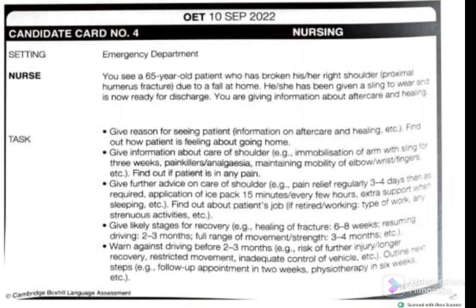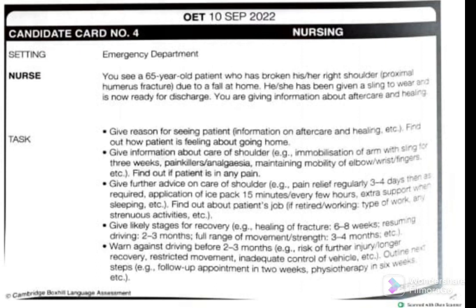Then we can tell that also, you are in restricted movement, so there is inadequate control of the vehicle. That means you are already in a restricted movement, and if you go for any driving or anything, there is a chance of risk or complications. So before that, please arrange your transportation or anything. That is the meaning. Okay.